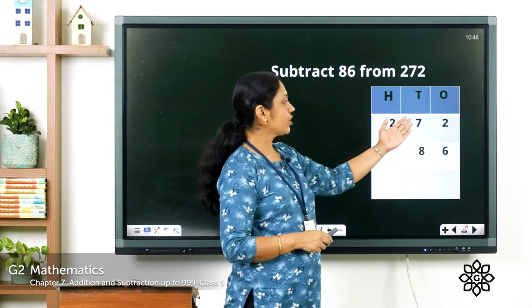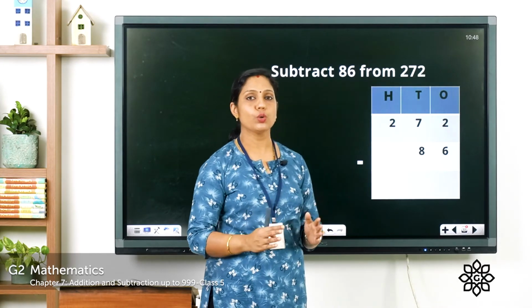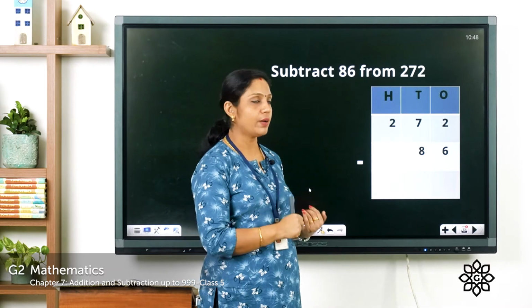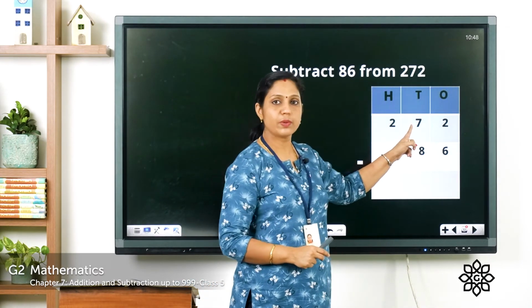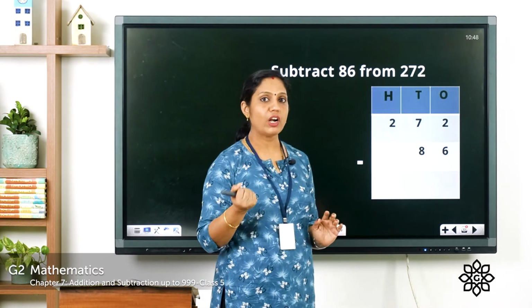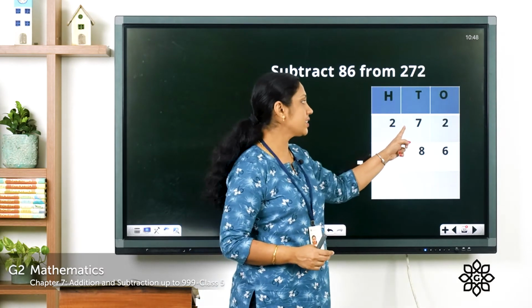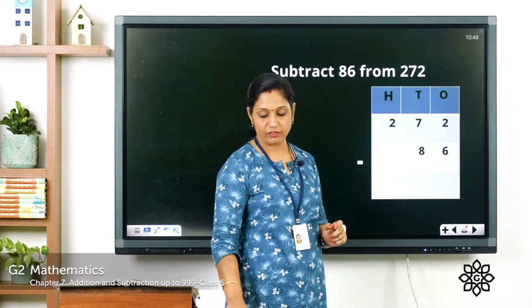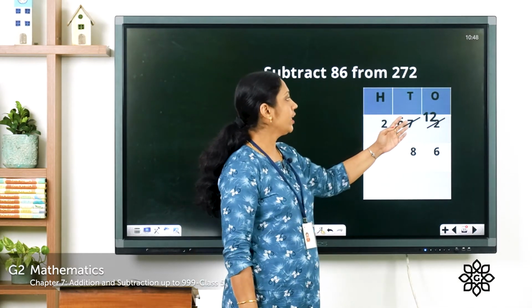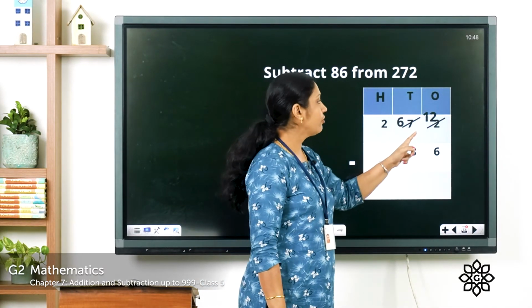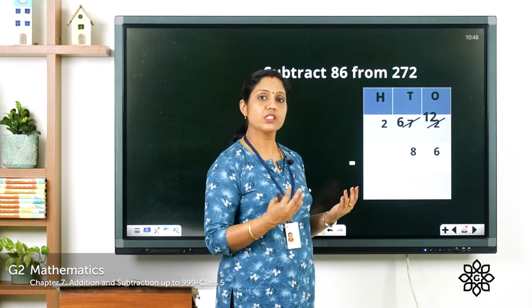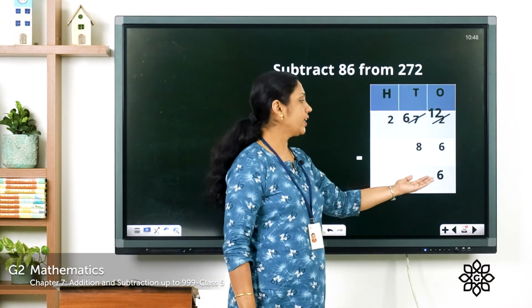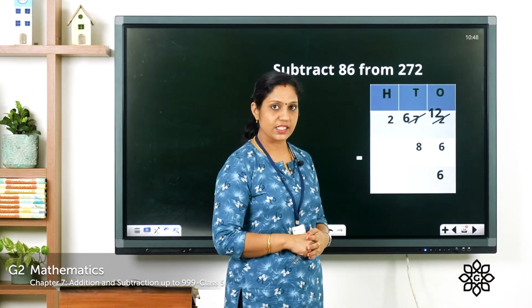So in the ones position we have 2 and 6. So 2 minus 6 we are not able to subtract. We'll move on to the tens place and borrow from there. So here in the tens place we have 7. When we borrow 1 from 7 we get the number 6, and that 1 we'll take to the ones place, and we get the number 12 there. So now here in the ones place we have 12 and 6. So how much is 12 minus 6? 12 minus 6 is 6. So we can write here in the ones place 6.